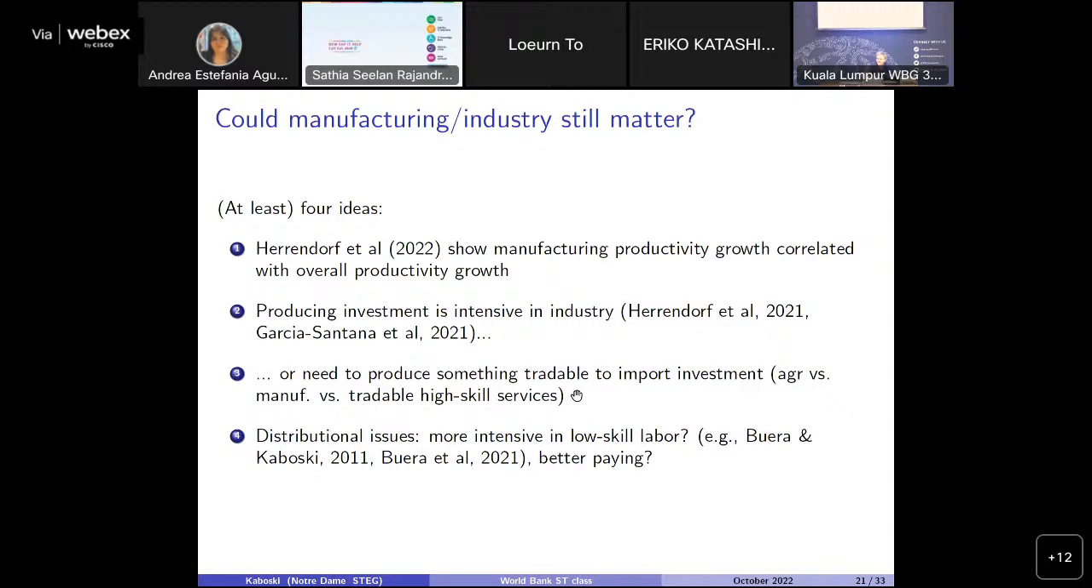So could it be that countries with different types of industrial policies have different degrees of premature industrialization, for example, versus more hands-off industrial policy? Yeah, that's also a really good idea.